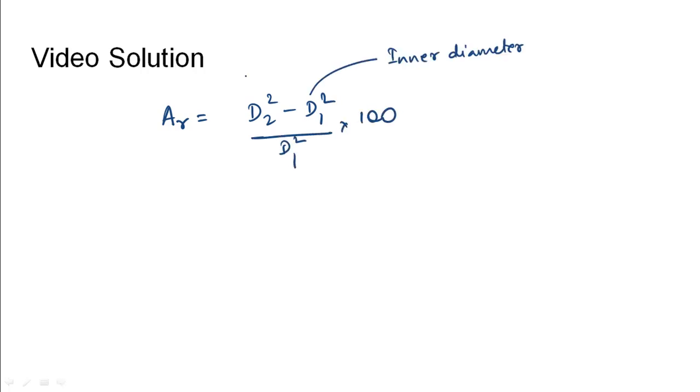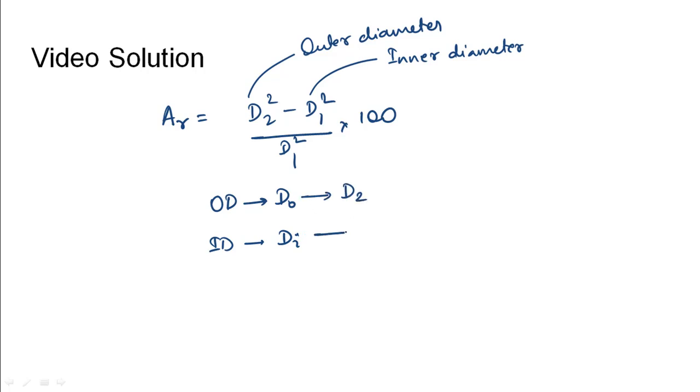So as we saw in the previous slide, the area ratio is given as d2 square minus d1 square divided by d1 square into 100. Here d1 is the inner diameter and d2 is the outer diameter. So it is mentioned in the question that the outer diameter is equal to d0 and the inner diameter is equal to di. So we simply need to change the terms d2 with d0 and d1 with di.